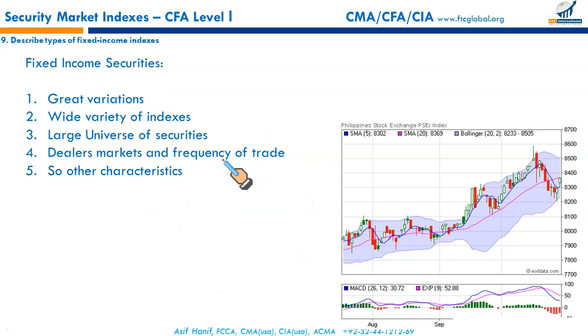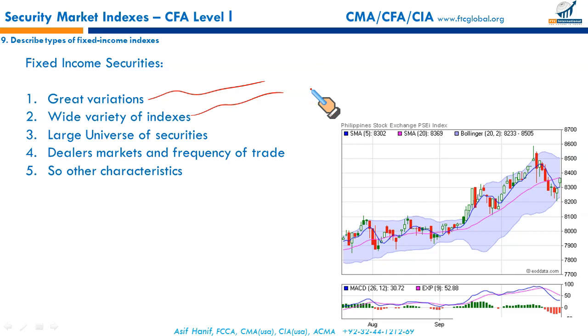Then we have the types of fixed income security indices. Fixed income securities means bonds: government bonds, corporate bonds. The specific feature of fixed income securities is that there is great variation among them. Some have a very high coupon rate, some are zero rated, some might be AAA rated, some might be ungraded, some may have maturities up to 5 years, some up to 30 years. So there is great variation in fixed income securities with regard to coupons, ratings, and maturities. Consequently, there is a wide variety of fixed income security indices.